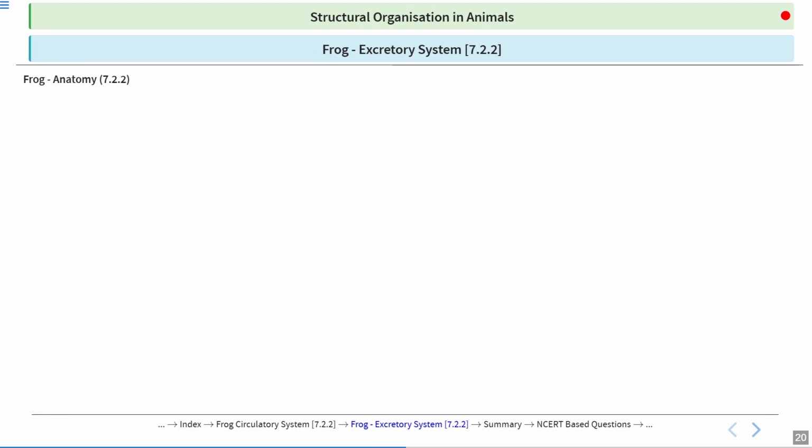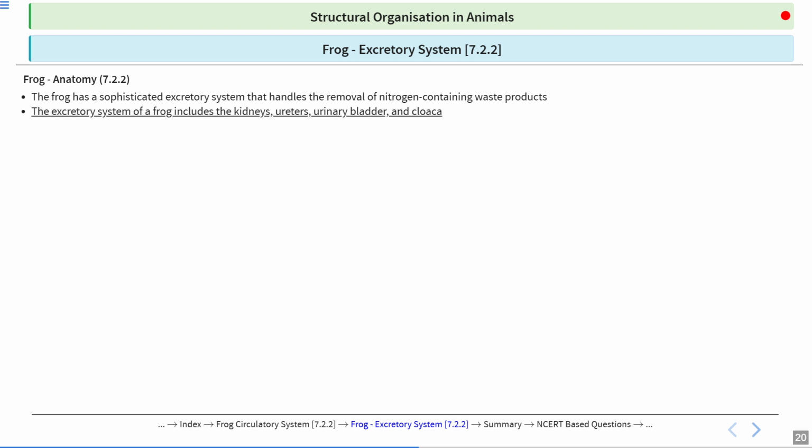Now we will talk about another system of the frog body, that is called the excretory system. The frog has a sophisticated excretory system that handles the removal of nitrogen containing waste products, right? They have a very specific type of excretory system, right? And that system is doing what? It removes the nitrogenous waste material from the body.